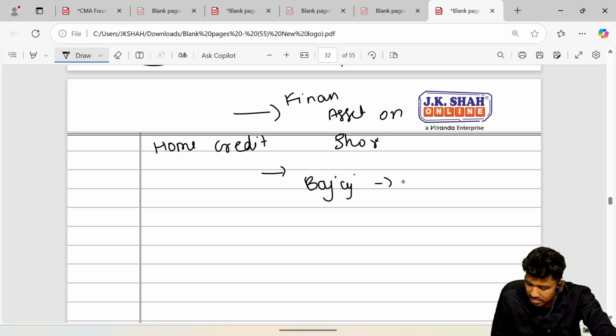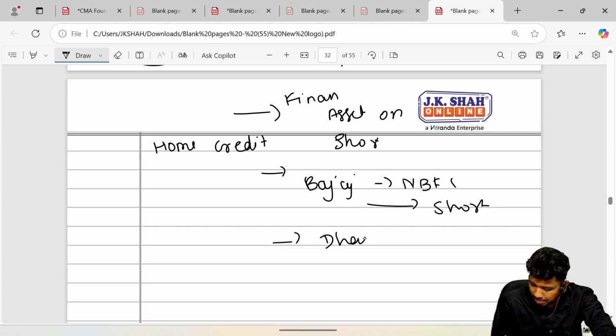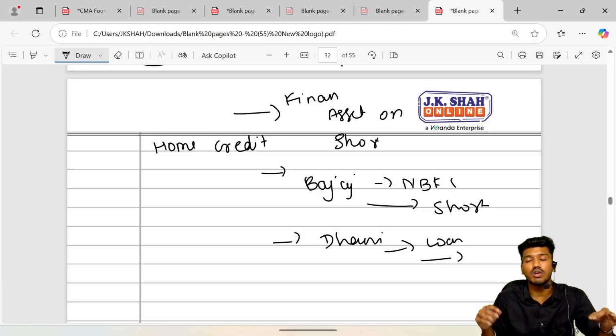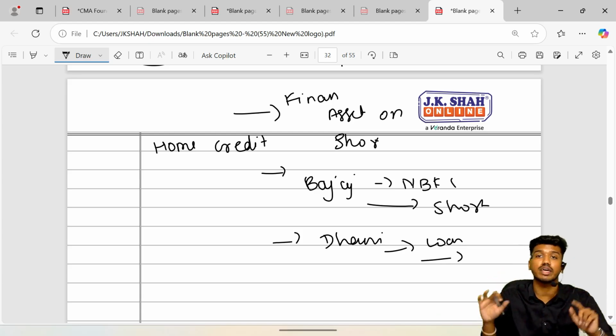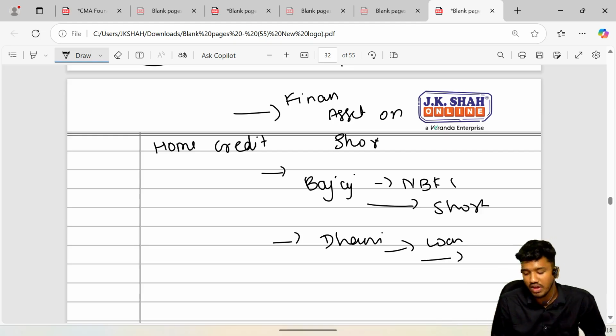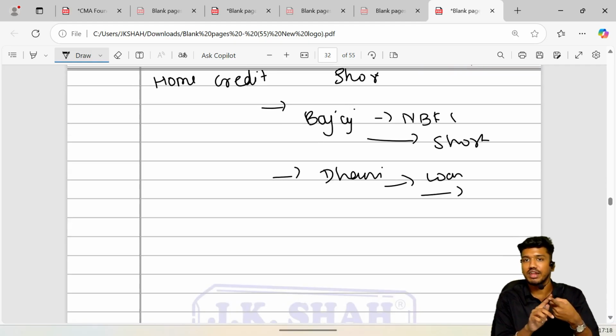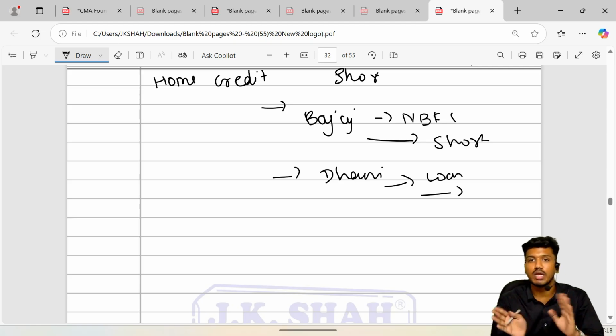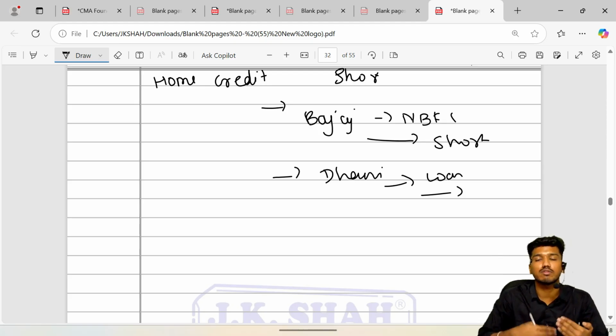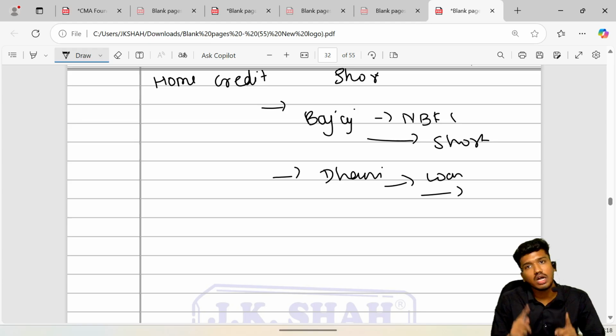Bajaj Finance is again an NBFC, which gives you short-term credit. You have also heard the name of the Dhani app. It provides you a loan with really little paperwork. But they are organized. They are guided by the rules and regulations of the RBI. So short-term finances are taken from the money market. There are two types of money market: organized and unorganized. Organized money market has to observe the rules and regulations of the RBI. Unorganized money market does not.